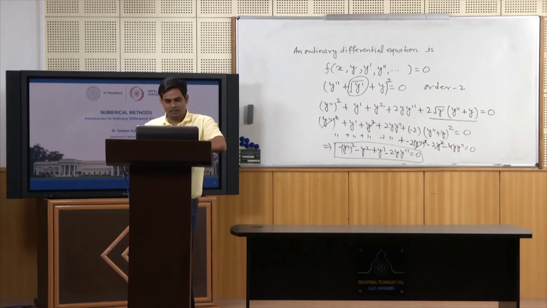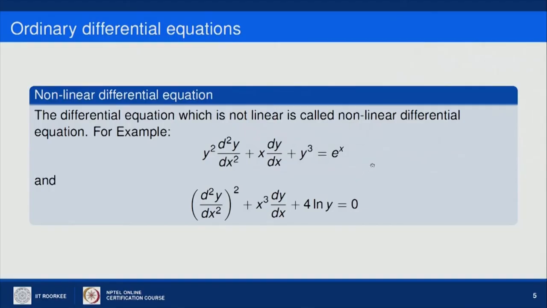For example, in this differential equation, you can note this term y cube. So, here I have degree 3 of the dependent variable y. So, it is non-linear due to this term. Moreover, the first term is the product of y square with the second order derivative of y. So, hence it is again a non-linear term and hence it is a non-linear differential equation.